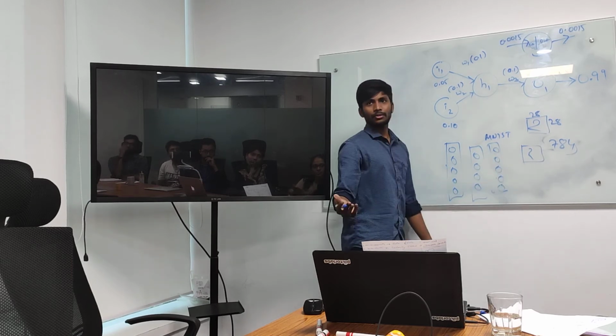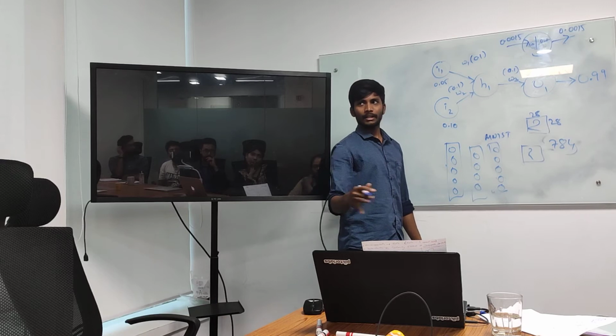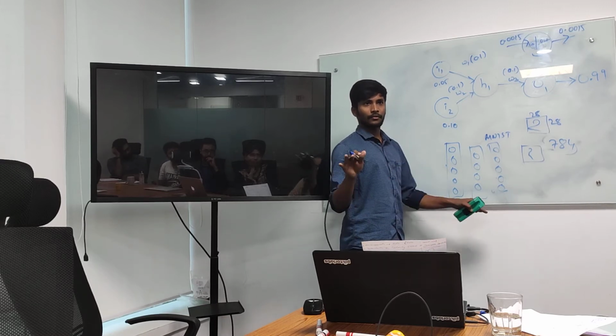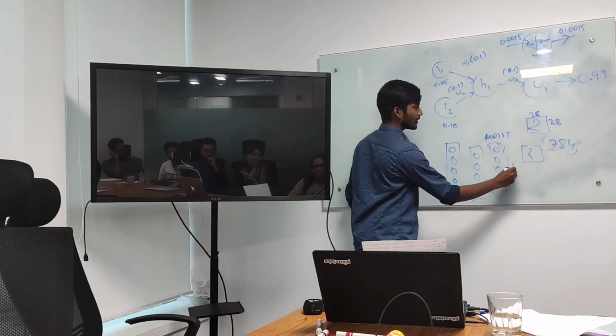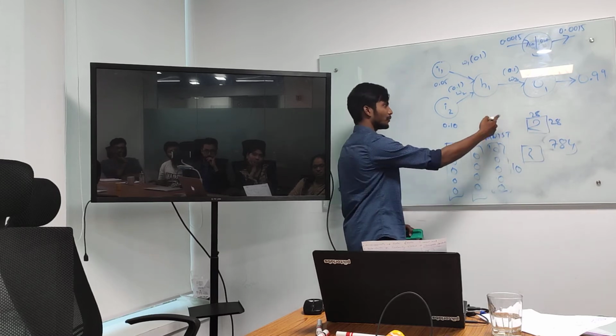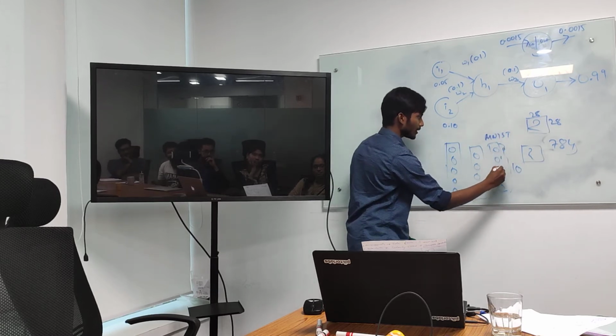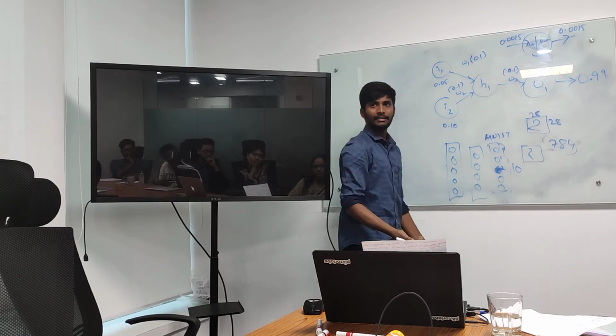We know how many digits are there? 0 to 9. They are enough in order to categorize all of them. So I have 10 outputs. Every time I give an image of 2, this is 0, this is 1, this is 2, and this has to get highlighted, stuff like that.